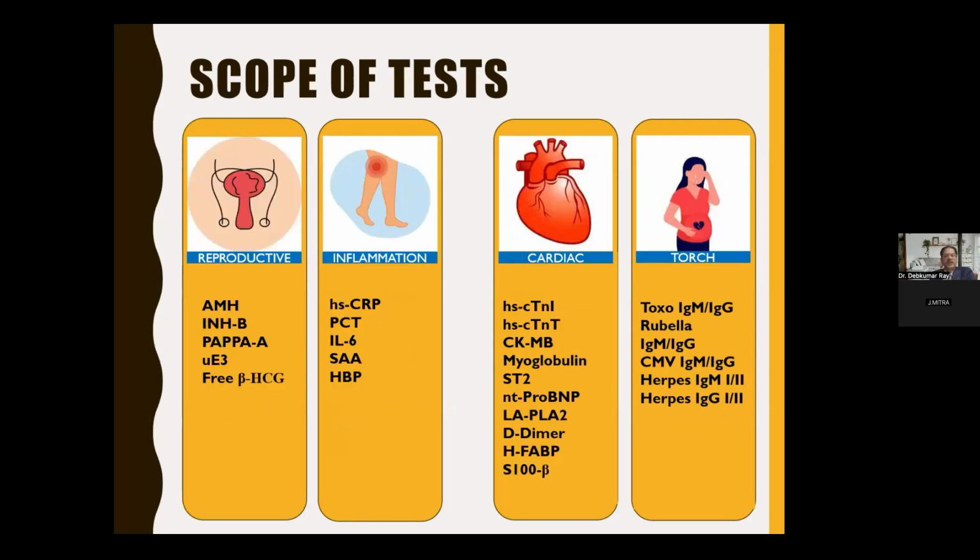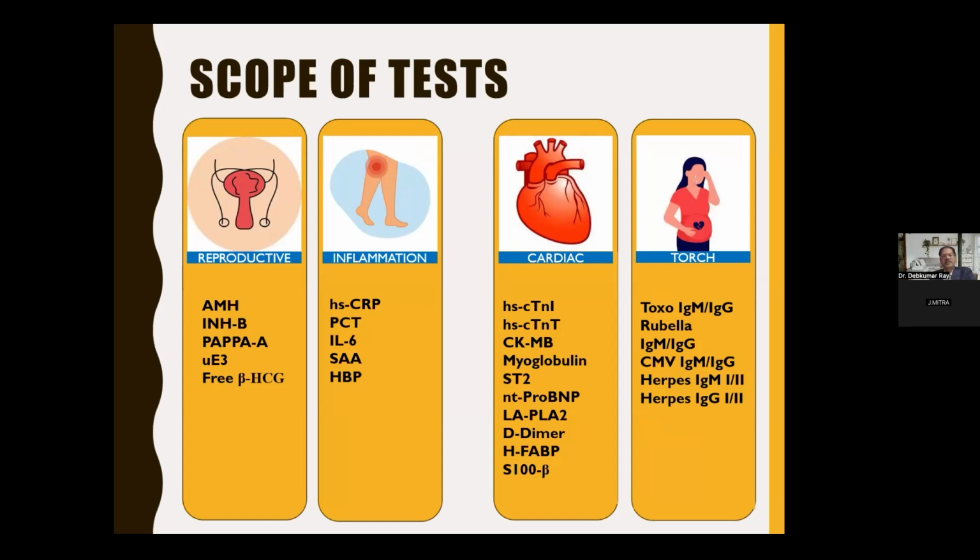Now the next one is the reproductive. Which one is the most common focus here for today's discussion? That's the AMH. I'll go in detail later. And inhibin B, INH B, PAPP-A, which is pregnancy-associated plasma protein A, and unconjugated E3 and free beta HCG are also assessed as a part of the reproductive system.